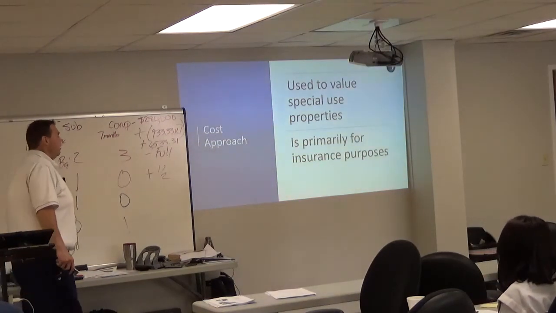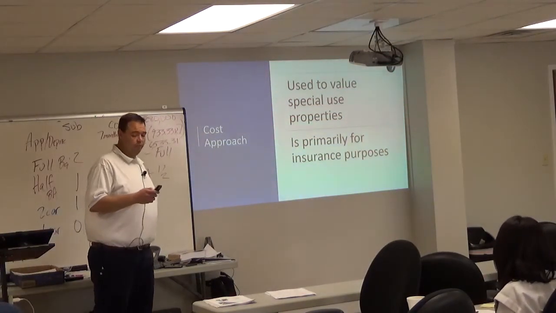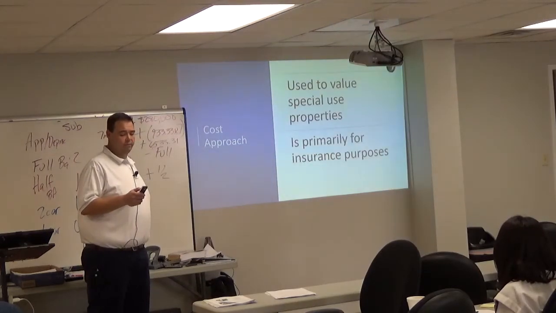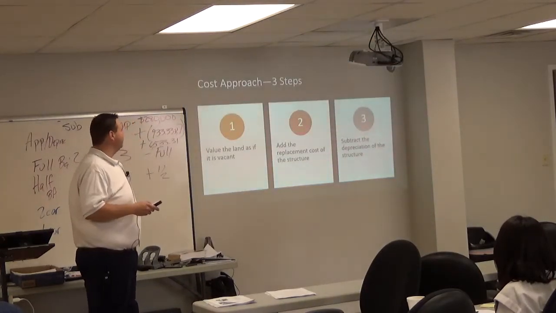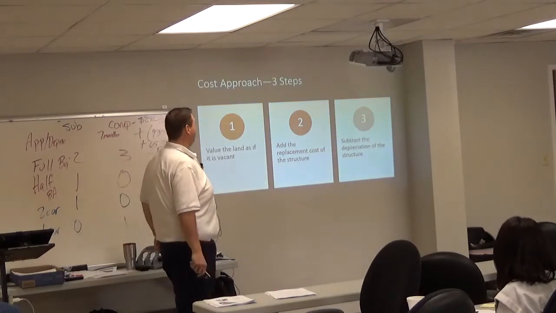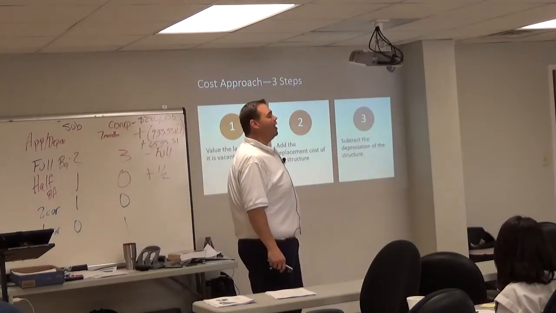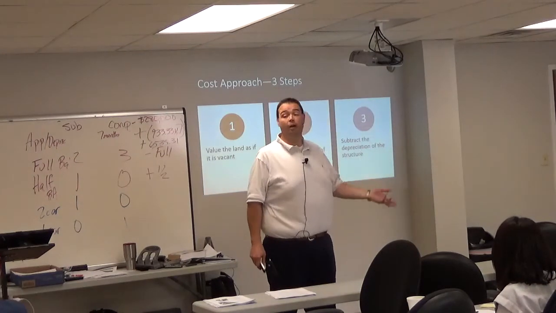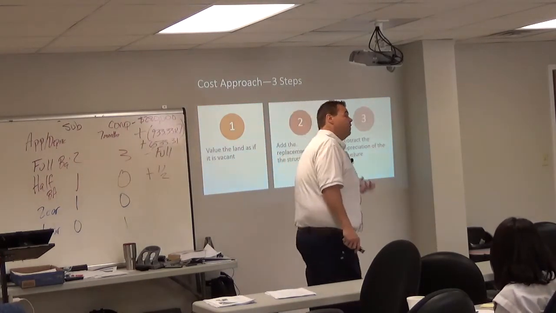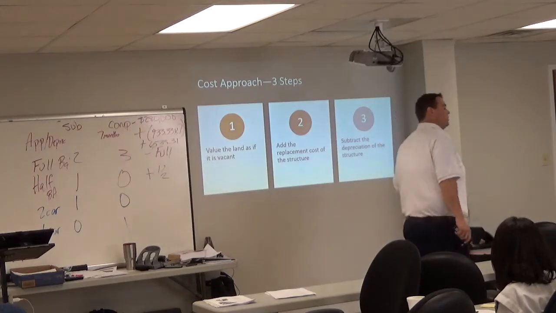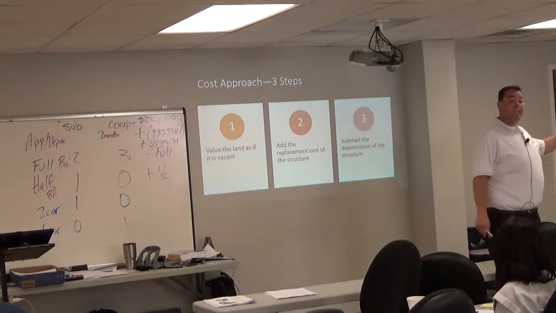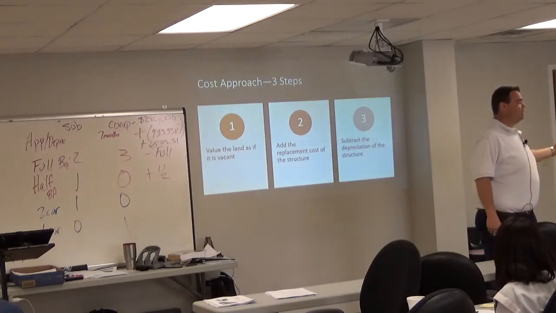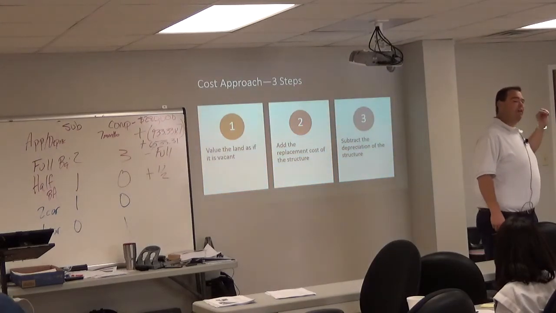So when we talk about the cost approach, we got 3 steps, okay? Number 1, we're going to value the land as if it's vacant. In other words, value the land separately than the structure. So if you're valuing that library, the first step is just to determine the value of the lot that the library is built on. Pretend it's vacant and value the lot.